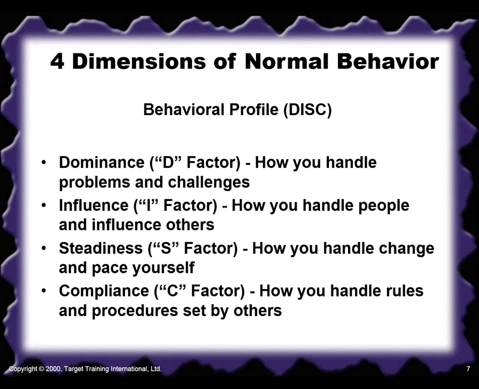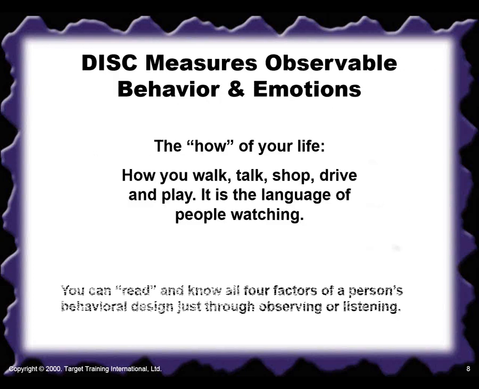Okay, so four dimensions of normal behavior. These are the four areas we will be covering today. So let's go over that very simply. There are four factors, D, I, S, and C. Dominance, which is the D factor, answers the question, how you handle problems and challenges. Influencing, or I factor, is how you handle people and influence others. Steadiness is how you handle change and pace yourself. Compliance, which is the C factor, is how you handle rules and procedures set by others. And we'll cover a lot more in detail about this, so let me just jump through the part here.